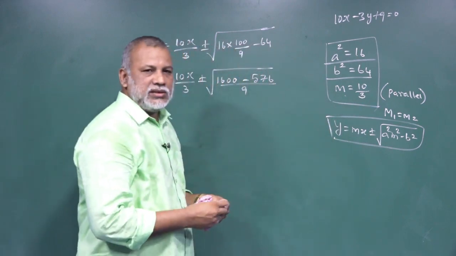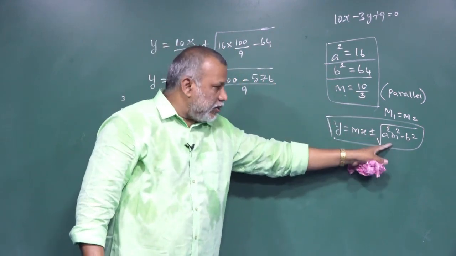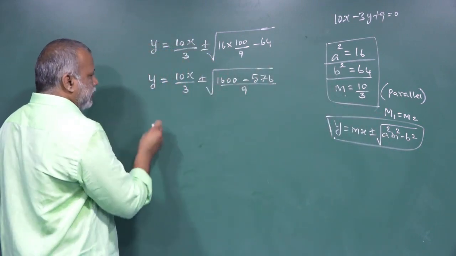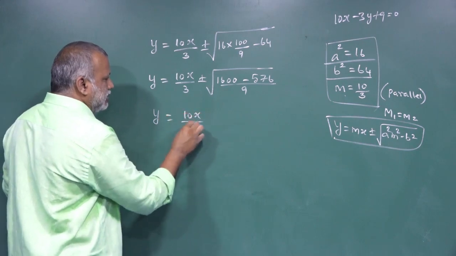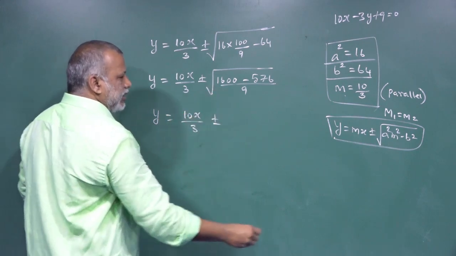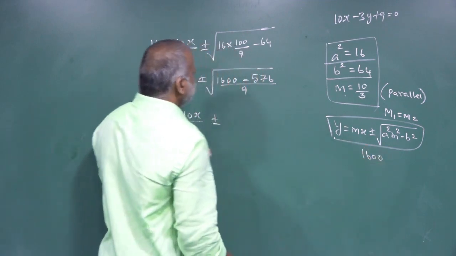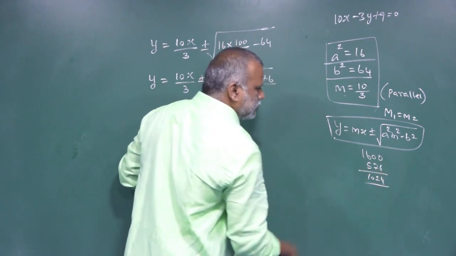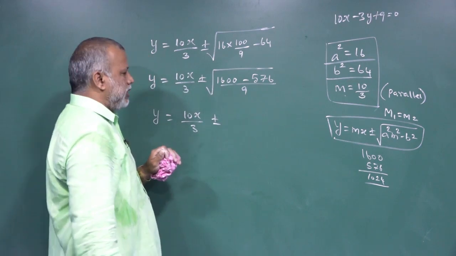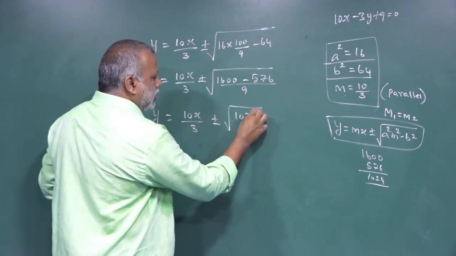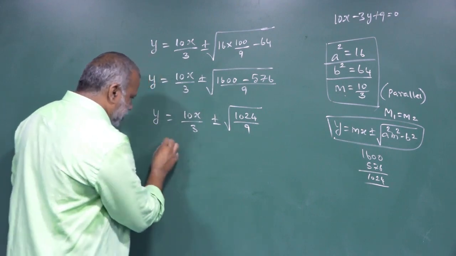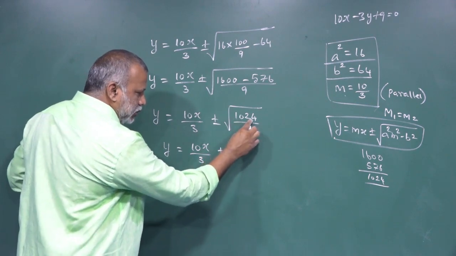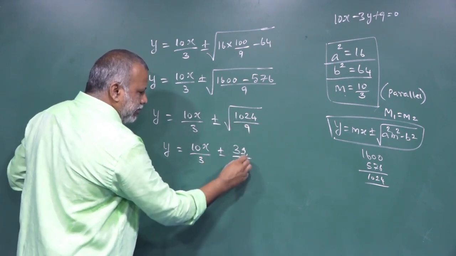This is the equation of the tangent. Here we are substituting the value of m, the value of a squared and b squared, then simplifying this equation. Now we have to simplify y equal to 10x divided by 3 plus or minus the square root of (1600 minus 576). So we get 1024, and the square root of 1024 divided by 9 gives 32 divided by 3. That means y equal to 10x by 3 plus or minus 32 by 3.